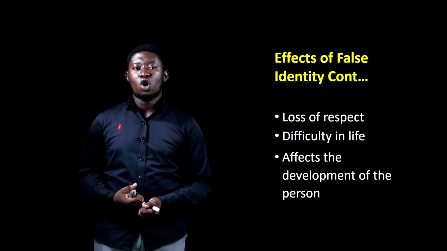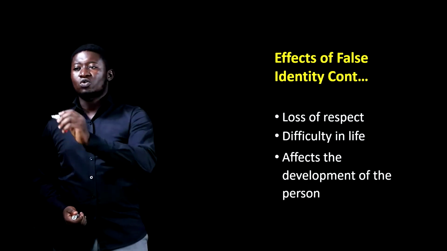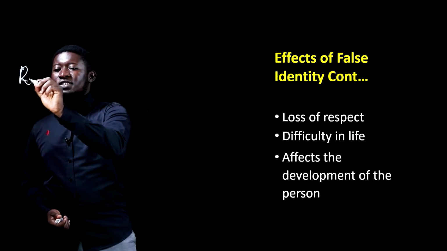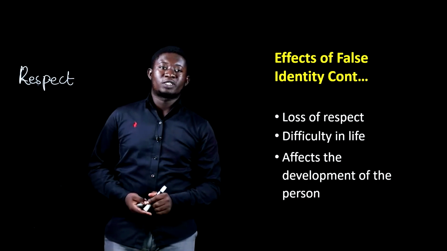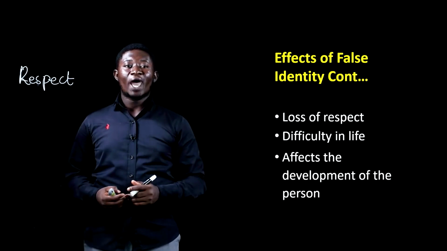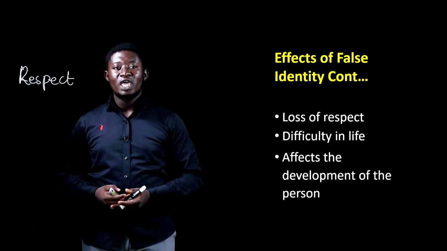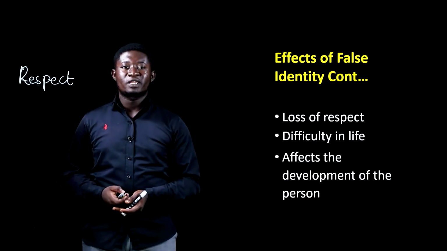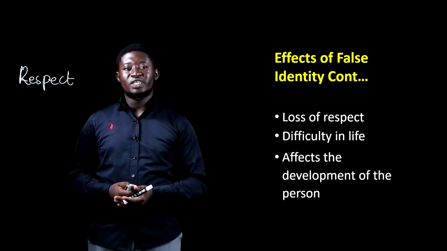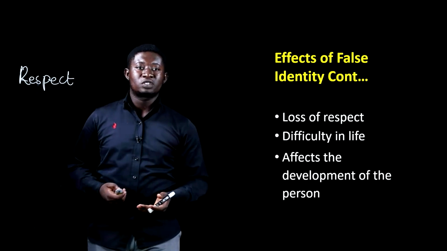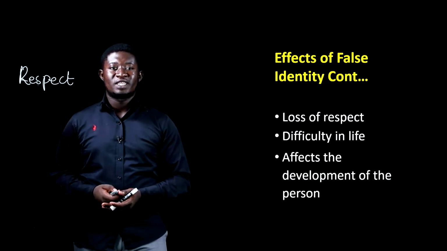The next one is loss of respect. When an individual is not true to himself and his or her friends, the individual loses respect. Now, in our society, we value respect a lot. And so when you are able to lie to your friends, you're able to lie to your family and people in the society about who you are, immediately they find out, all the respect they have for you will be lost. Again, an individual will experience difficulty in life because when the truth is found out, nobody wants to associate with the individual whatsoever because they have faked their identity.